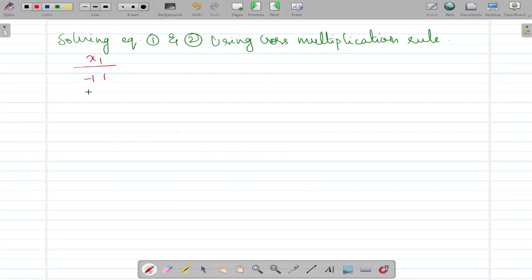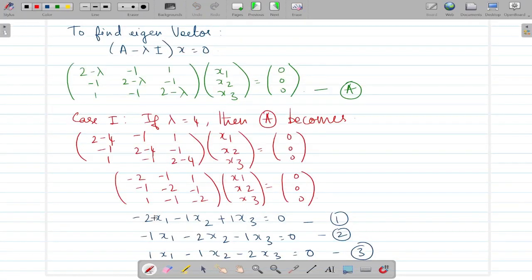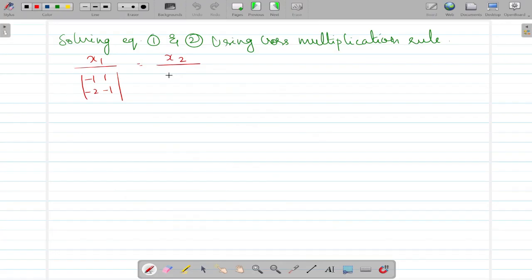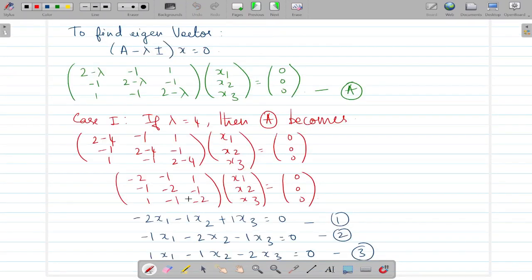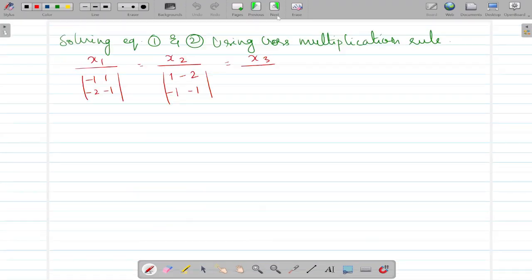So minus 1, 1, minus 2, minus 1. x2 divided by, you take the coefficient of x3 and coefficient of x1 from equation 1 and the coefficient of x3 and coefficient of x1 from equation 2: 1, minus 2, minus 1, minus 1. Then you take the coefficient of x1 and coefficient of x2 from equation 1 and the coefficient of x1 and coefficient of x2 from equation 2: minus 2, minus 1, minus 1, minus 2.